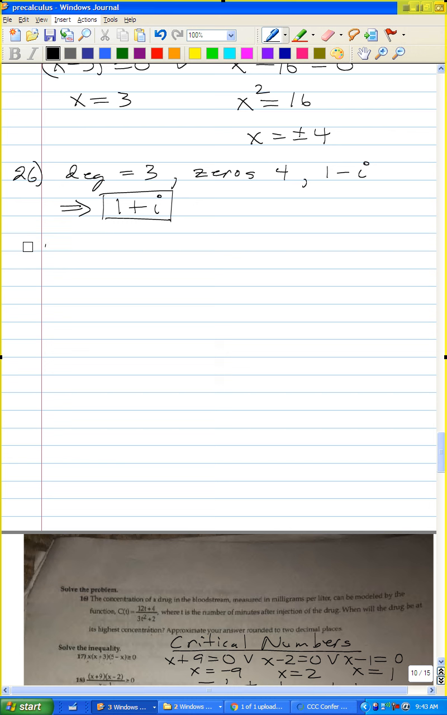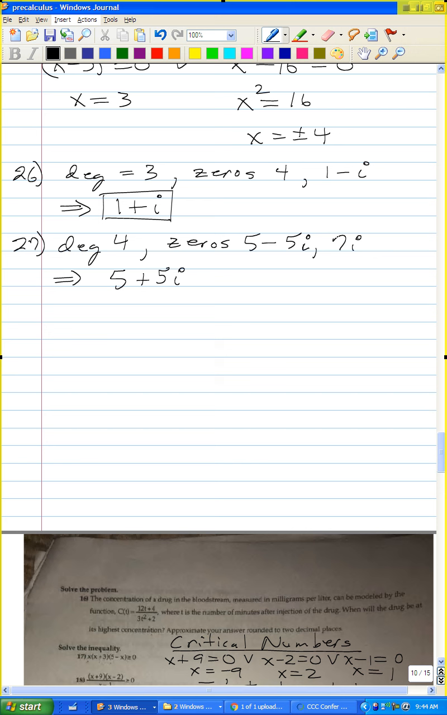Let me do problem 27. The degree is 4, and my zeros are 5 minus 5i and 7i. Again, since the coefficients of the polynomial are real, then the roots have to come in conjugate pairs. And so if 5 minus 5i is a root, then 5 plus 5i must also be a root. You just change the sign in front of the i.